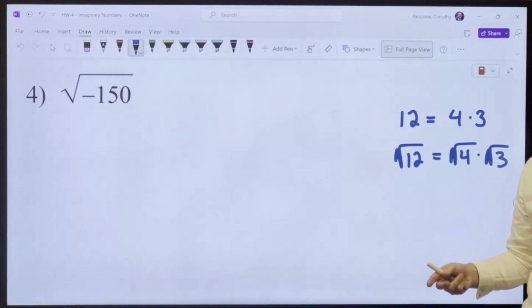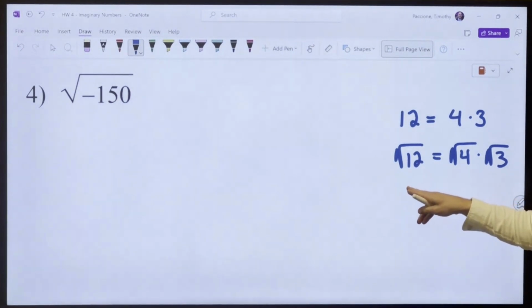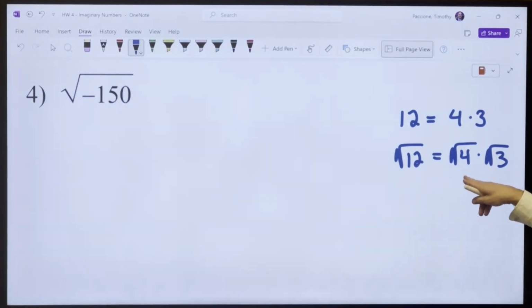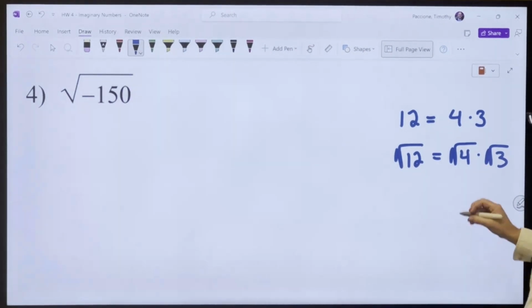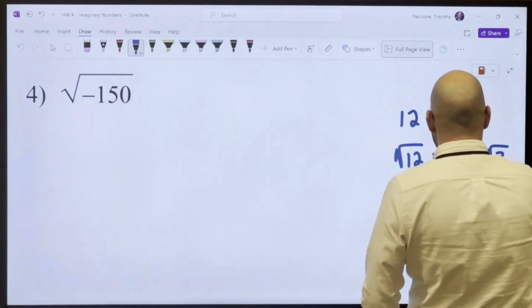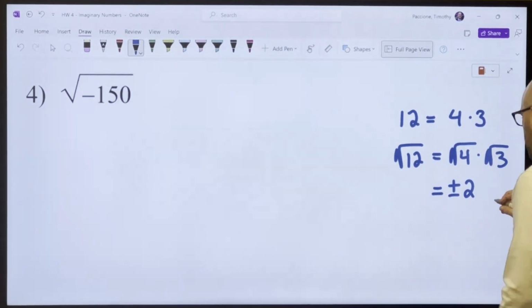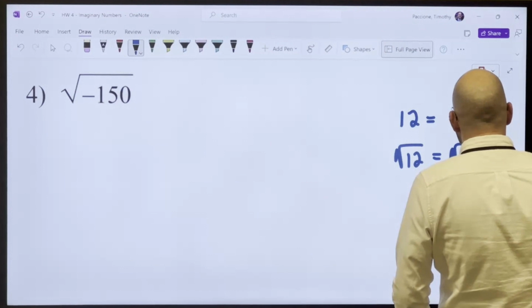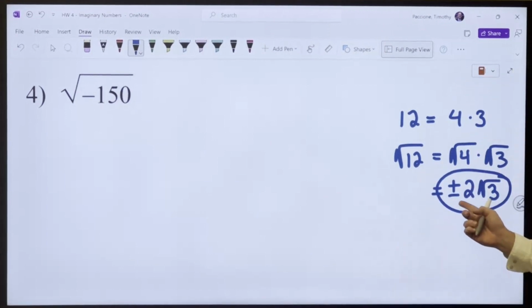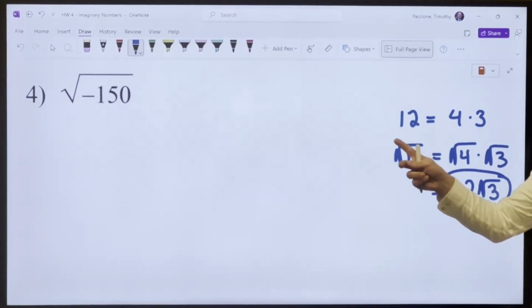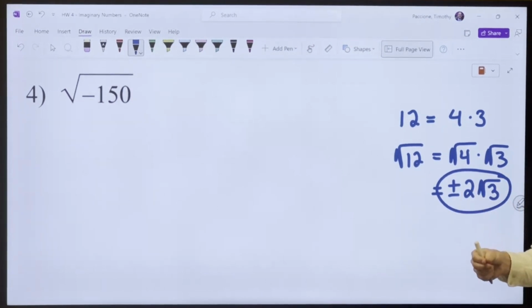Now, why do that? Because I couldn't do the square root of 12, but I can do the square root of 4. Square root of 4 is what? Plus or minus 2. And then I can't do the square root of 3, so that just comes down. And I get a more precise answer than the square root of 12. This tells the person more information, right? So it's worth simplifying it.